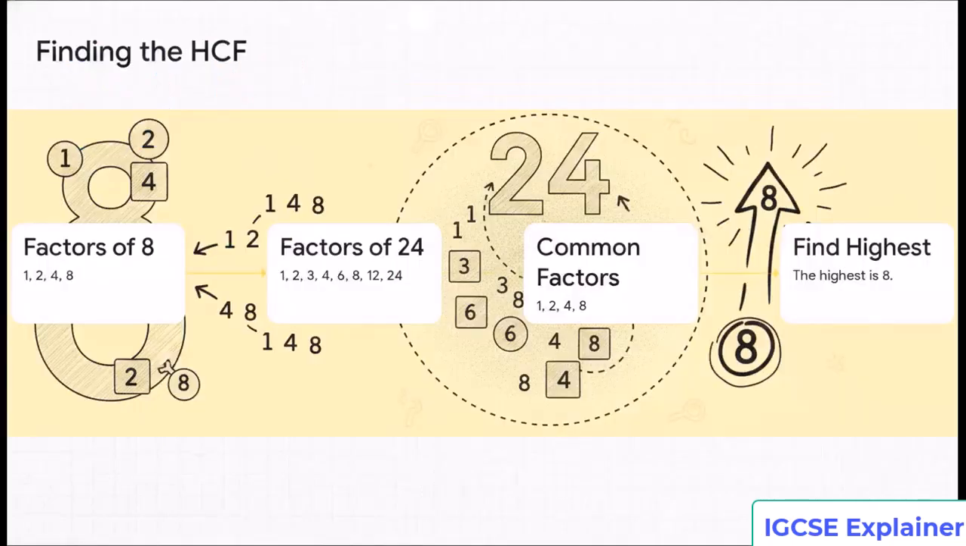Let's find the HCF for 8 and 24. First, we just list out all the factors for both numbers. Then, we scan both lists for the factors they share. In this case, looking at them, they both have 1, 2, 4, and 8. Finally, we just pick the absolute highest number from that shared list. The highest common factor here is 8. It's completely approachable when you break it down visually step by step like this.